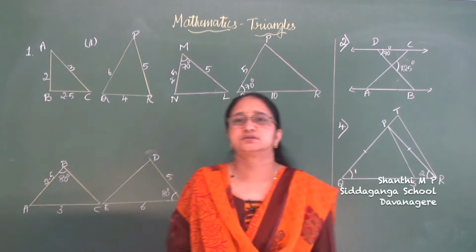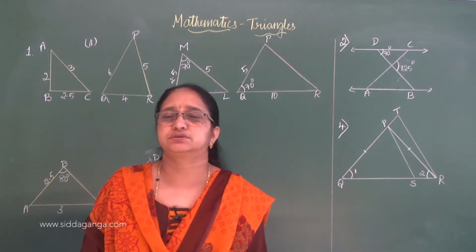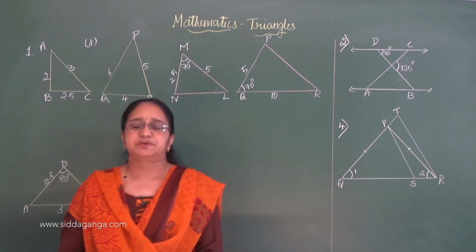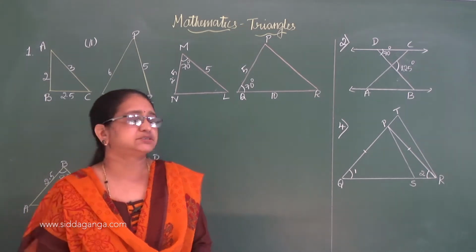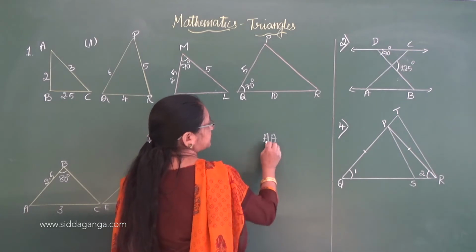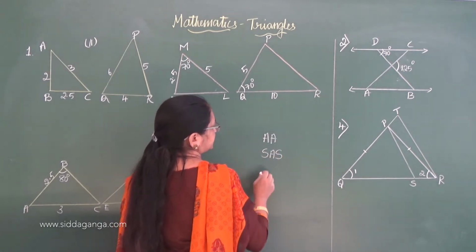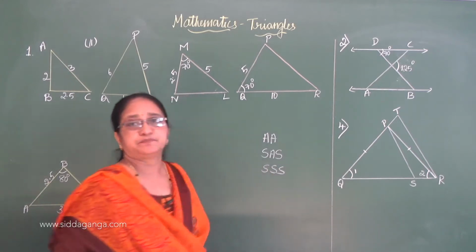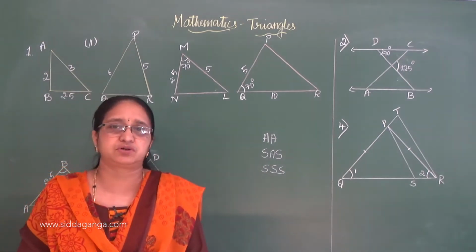Hello students, so today let us work out the exercise 6.3. I told you in the previous class, based on the three criteria, that is AAA or AA criteria, similarity criteria, or SAS similarity criteria, and SSS similarity criteria. So I hope you are familiar with the statements of all these three.